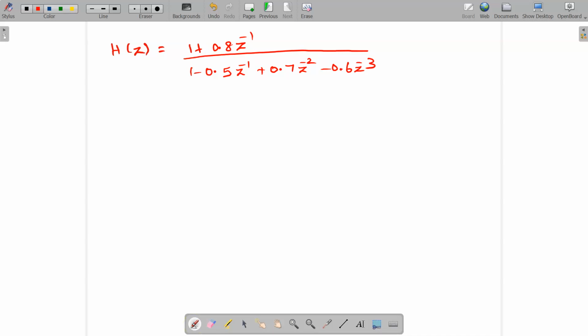Always the denominator will have higher power when compared to the numerator term. When you compare, here we have z^-1, and here we have z^-3. When comparing z^-1 and z^-3, the number of delay elements in the denominator is high.